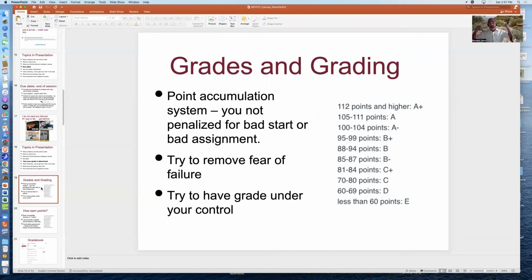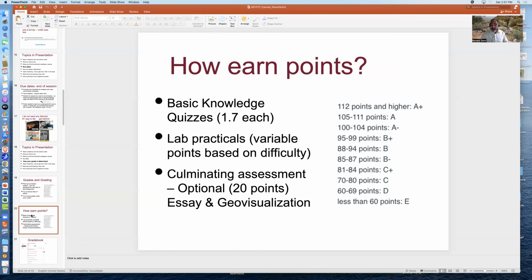I want your fear of failure in science to be completely removed. I want you to have control over your grade. So how do you earn these points? Well, there are quizzes instead of big tests. There are a lot of little quizzes that give you basic knowledge about physical geography. And then there are lab practicals with different amounts of points based upon difficulty.